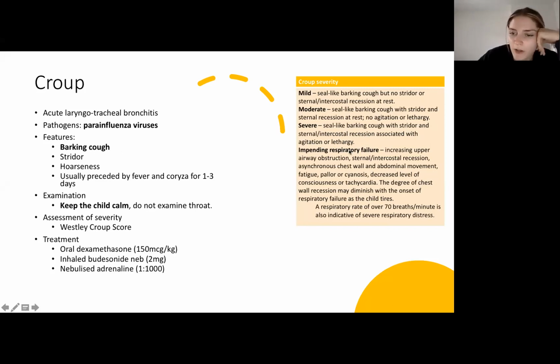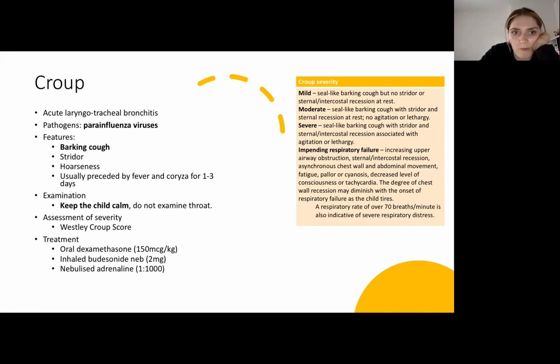Obviously, once they're at this point, you need to be getting in contact with ITU and the anaesthetist, because these children's airways are quite vulnerable. You need to be concerned about them. That's not something that you would leave. You'd need to be quickly escalating that.